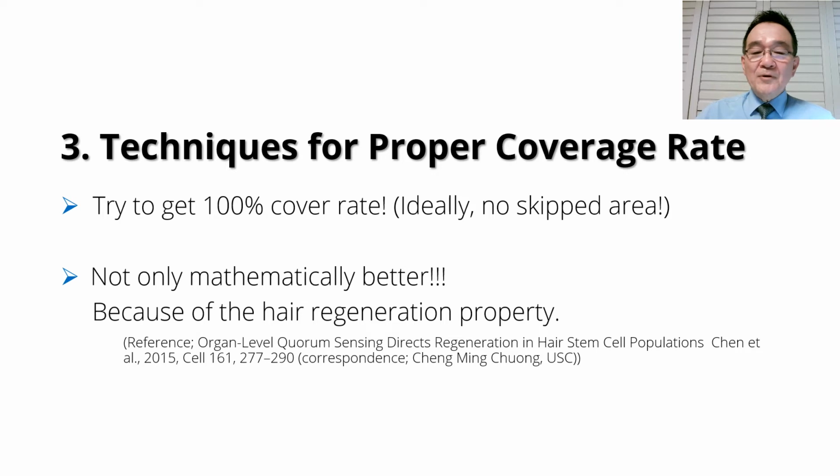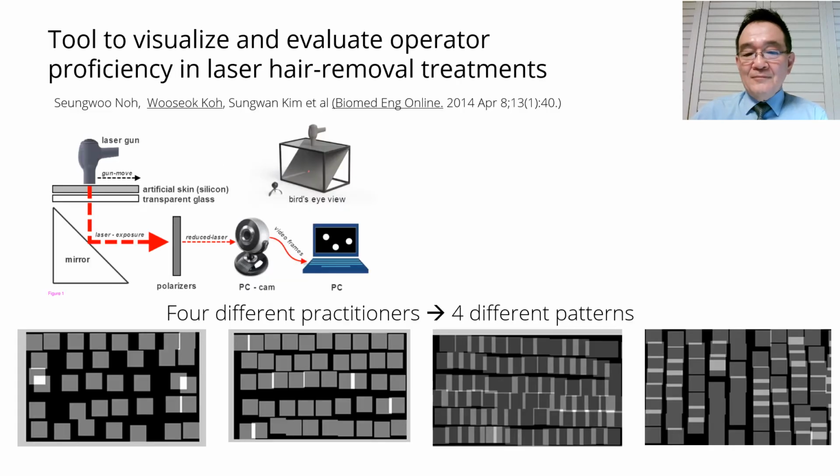To get the best permanent hair removal results, trying to get as close to 100% coverage rate as possible is the most important. In other words, no skipped area. No skipped area is not only mathematically better because of the hair regeneration property. In this article, I reported the device to measure the skipped area percentage and confirmed the difference of each practitioner's treatment pattern.